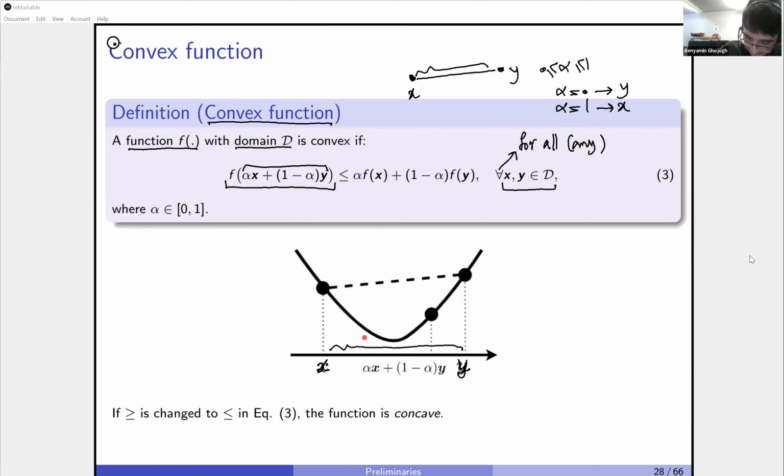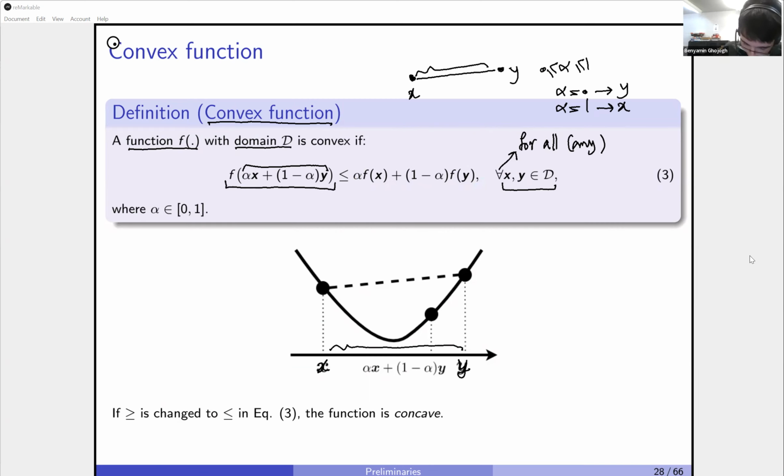f of this is less than or equal to alpha f of x. So you feed x as input to f. You also feed y to f. So we'll have f of y, times 1 minus alpha. So you have alpha f of x plus this. Don't confuse the left-hand side with the right-hand side. You see the difference, right?